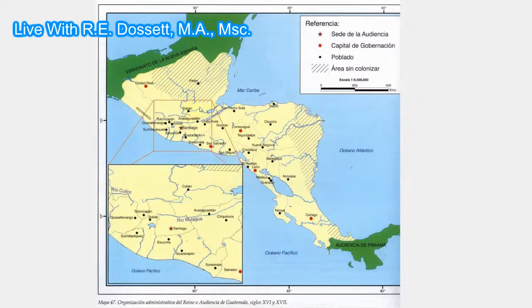I'm going to give an explanation. So the star is the audiencia. That's where the government was. That's where also the captain general lived and governed the kingdom. And the red dots are actually government houses from which actually the provincial capitals of the provinces. Okay, and the black dots were just urban centers, cities here and there.